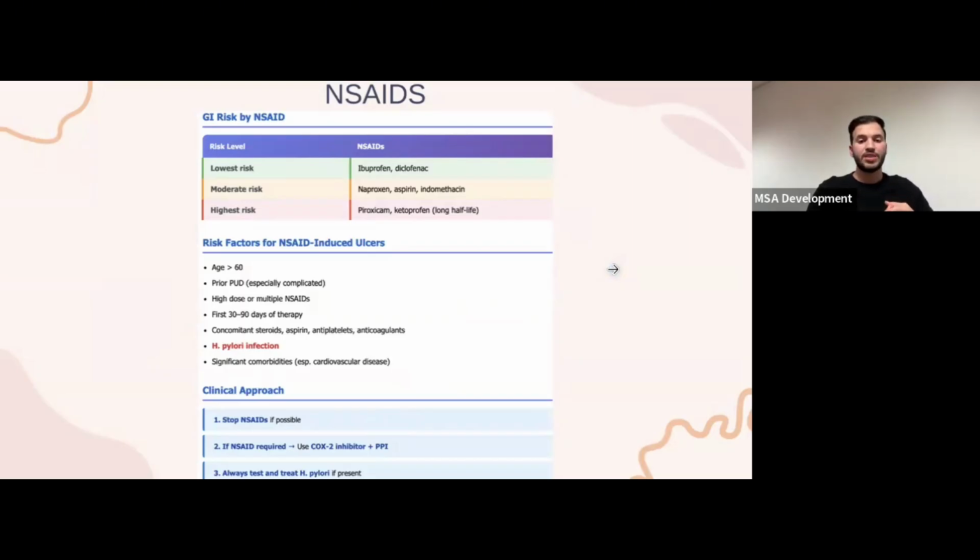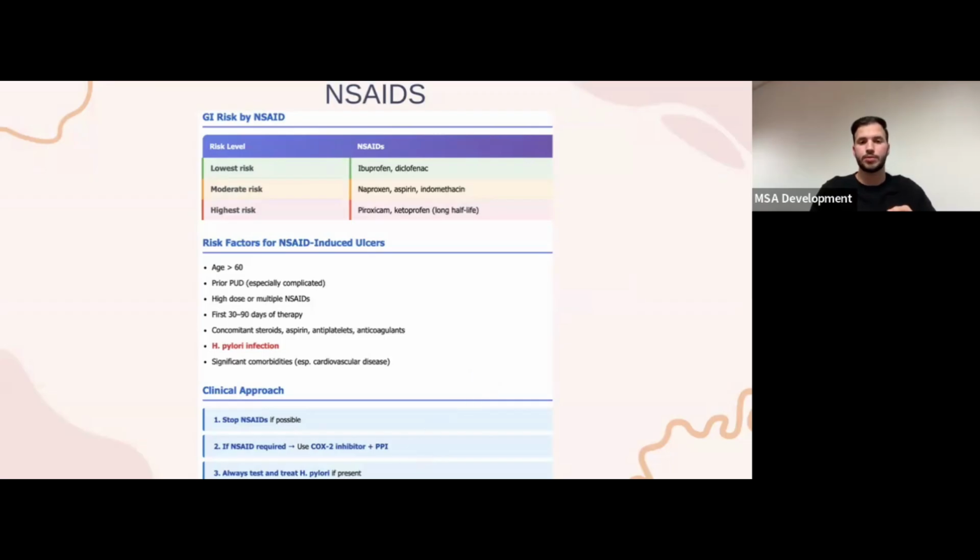Some risk factors for NSAID-induced ulcers: age above 60, previous peptic ulcer disease, high dose or multiple NSAIDs, and of course, H. pylori infection. How do we approach these patients? First of all, we stop NSAIDs if possible. If not, then we take the COX-2 inhibitor with the PPI. And of course, always test for and treat H. pylori if it's there.